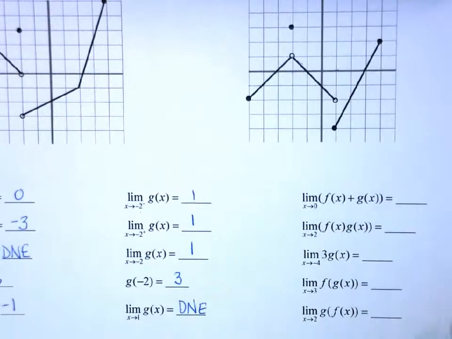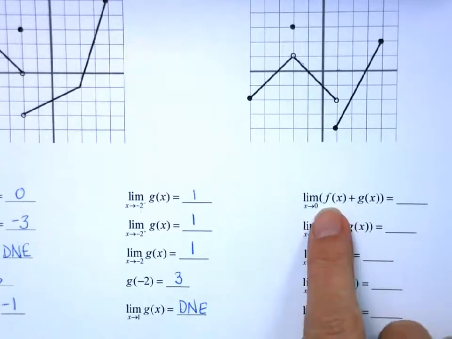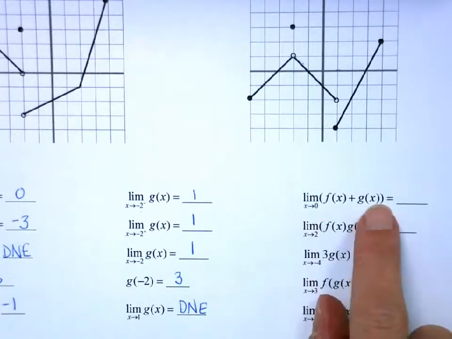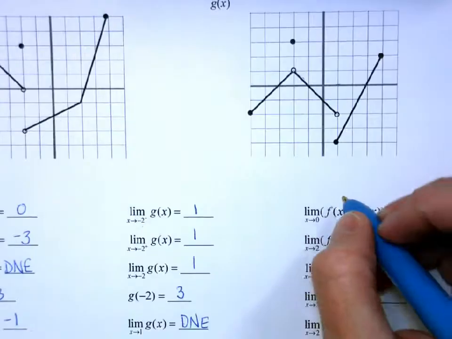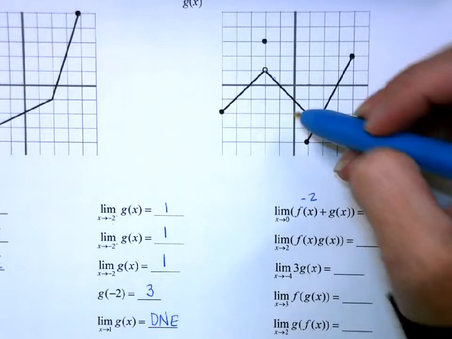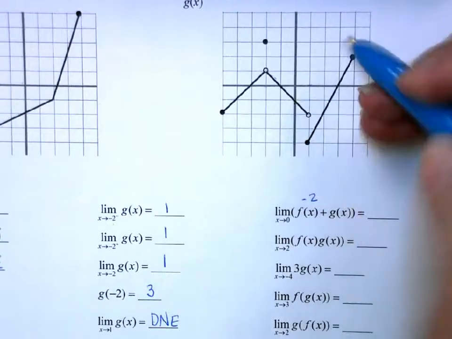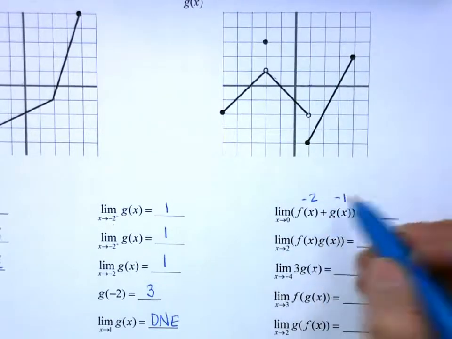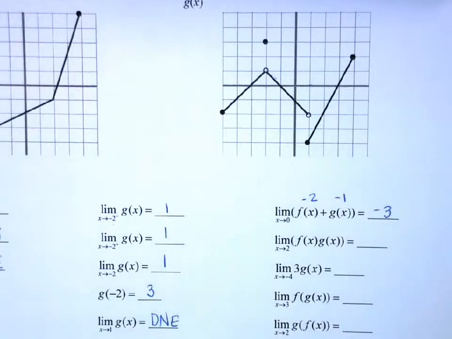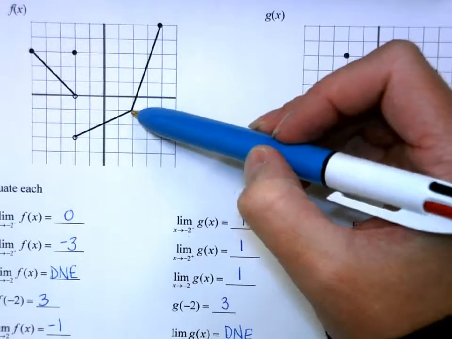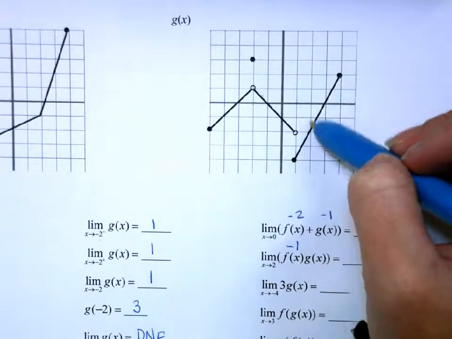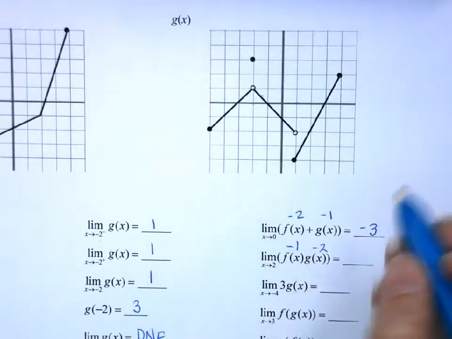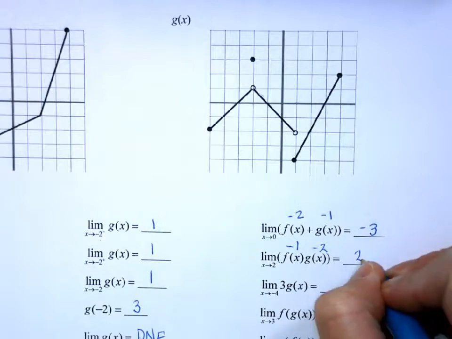Okay, and then in this last column, we're combining. So the limit as x goes to 0 of f of x plus g of x. We look at 0 on f is negative 2. 0 on g is negative 1. So negative 2 plus negative 1 is negative 3. Product is just the product. So at 2, f is negative 2 and g is negative 1. So negative 2 times negative 1 is positive 2.